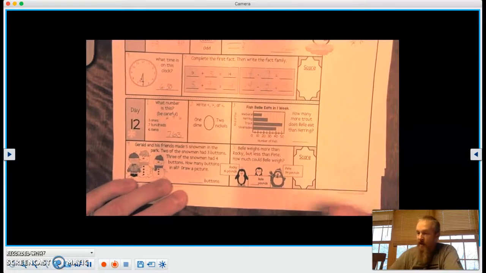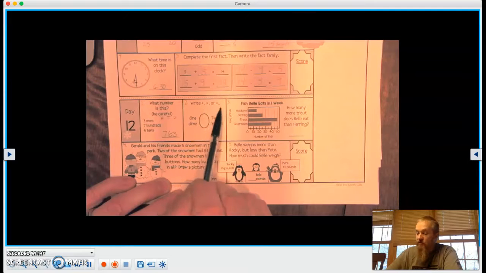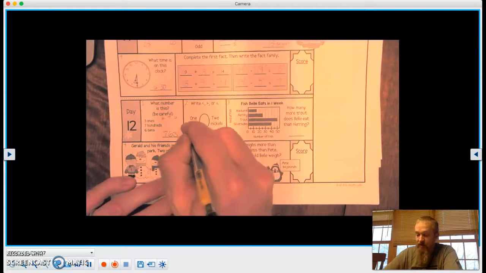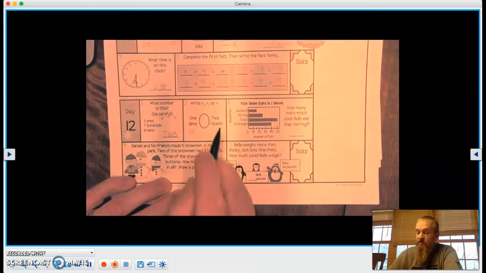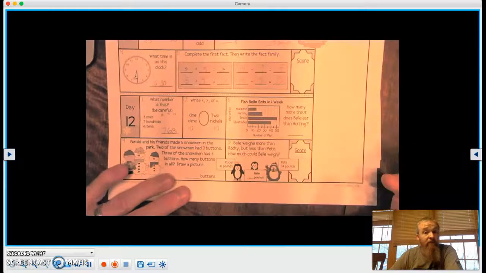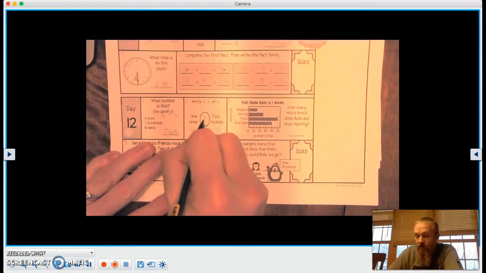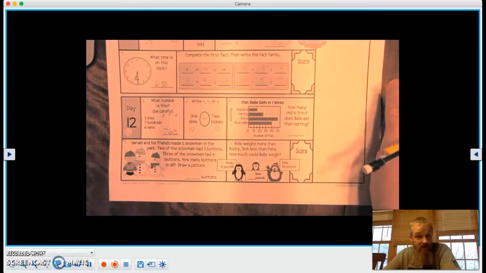All right, next, it says write less than, greater than, or equal to. 1 dime, so 1 dime is 10 cents. 2 nickels is 5 plus 5, which is also 10 cents. Again, we're looking at the value, not how many coins, right? So these are actually equal. 1 dime and 2 nickels, it's the same thing, 10 cents.